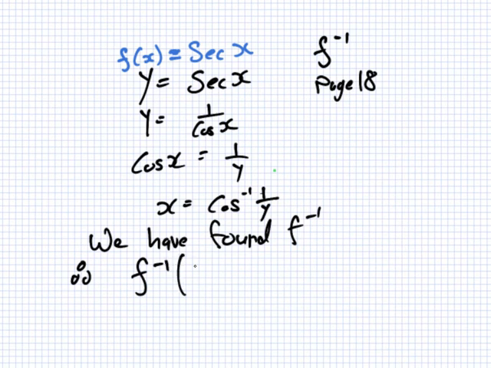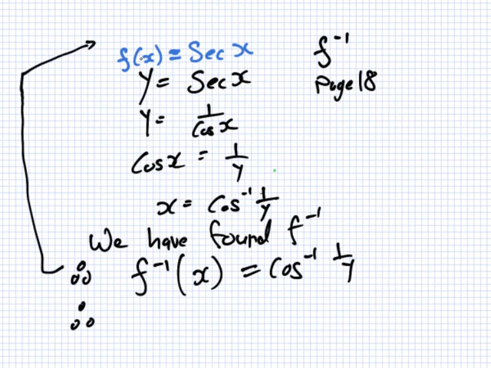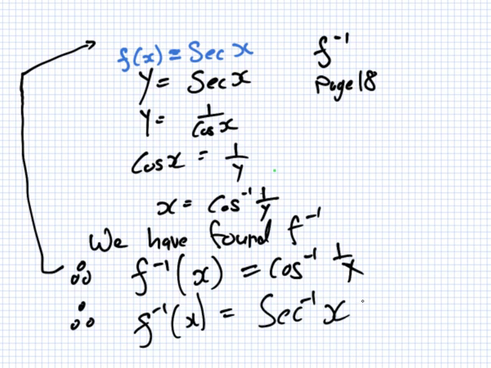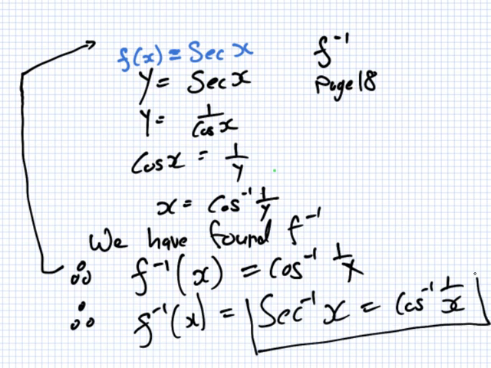So x equals cos inverse 1 over y. So therefore, if f is sec x, then f inverse is sec inverse x, which equals cos inverse 1 over x. So this is the result, that sec inverse x is the same thing as cos inverse 1 over x.